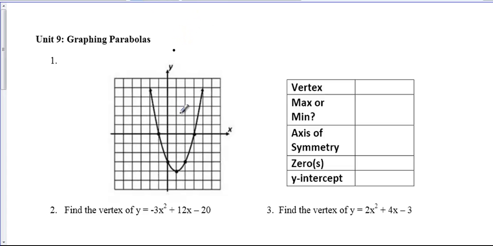So the vertex refers to the tip of the graph, whether it's the top or the bottom, which would be right down here. This is your vertex. So it's over 1, down 1, 2, 3, 4. So my vertex is at (1, -4).